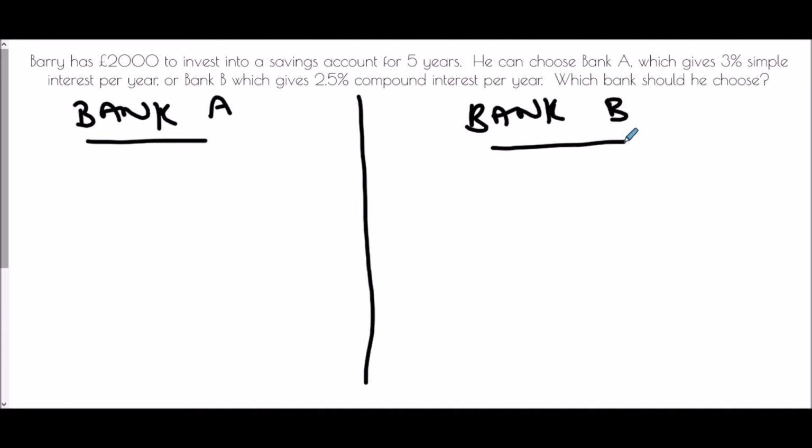In Bank A, it's simple interest. So what we're going to have to do here is work out how much interest he's going to earn. And so we begin with his percentage. He's gaining 0.03, or 3%. And that is being multiplied by his investment of £2,000. And because it's simple interest, it's just multiplied by 5. He gets that every single year.